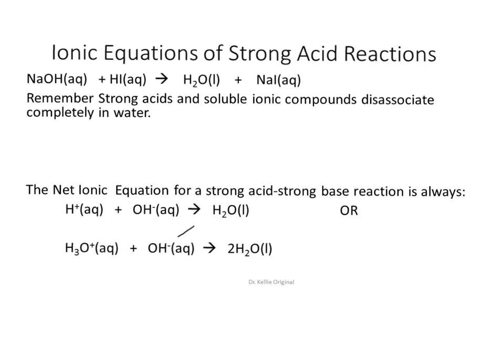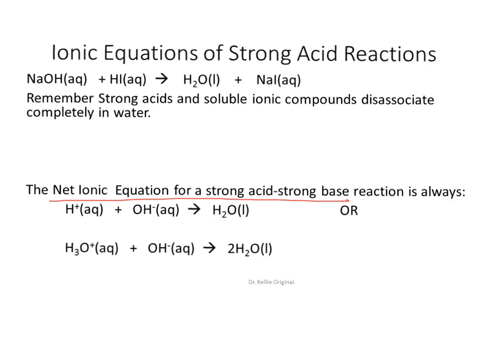And just in case you had trouble with my chicken scratch there, for strong acids, strong bases, the net ionic equation is always going to be the hydronium ion plus the hydroxide ion equals water, or if you don't want to view it from the standpoint of hydronium, the hydrogen ion plus hydroxide ion yields water. That's always the net ionic equation for strong acid, strong base.